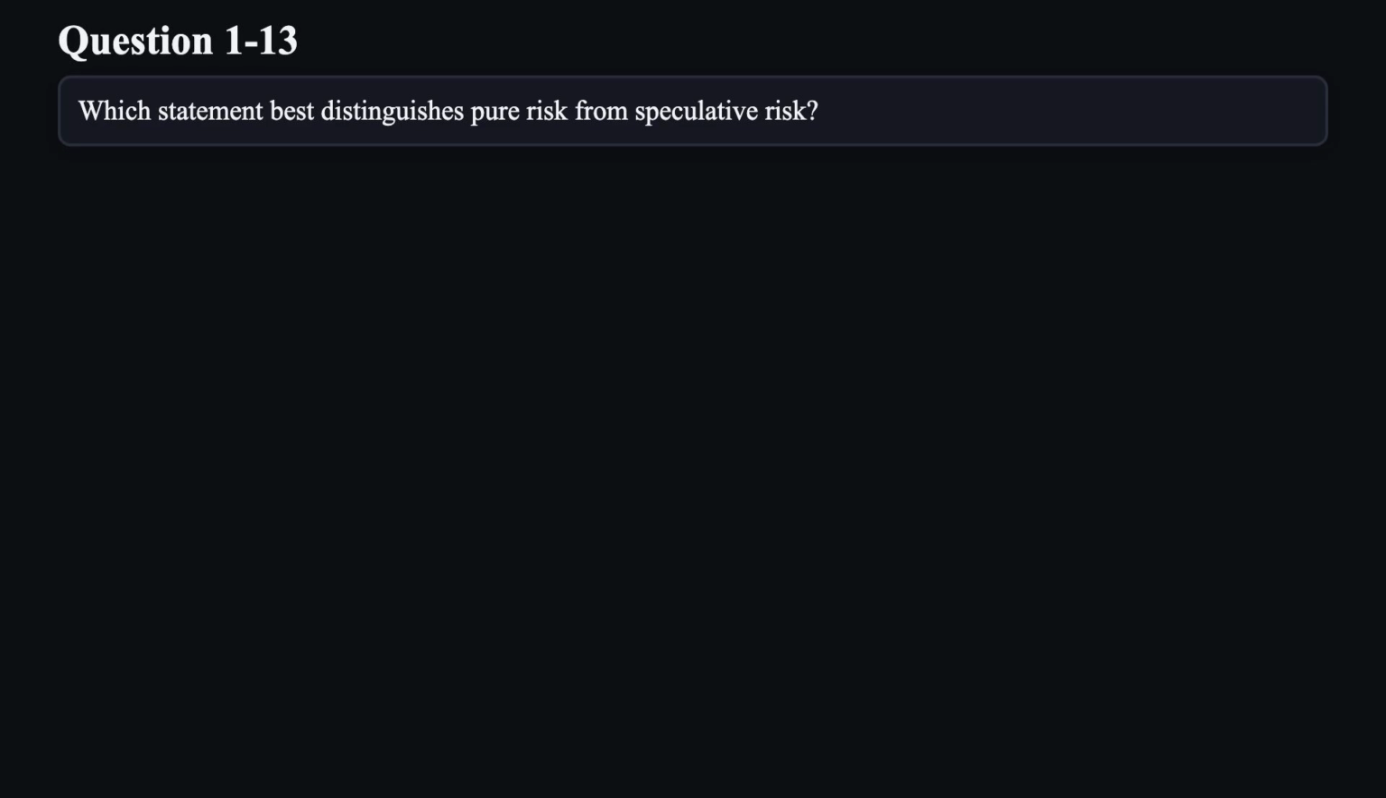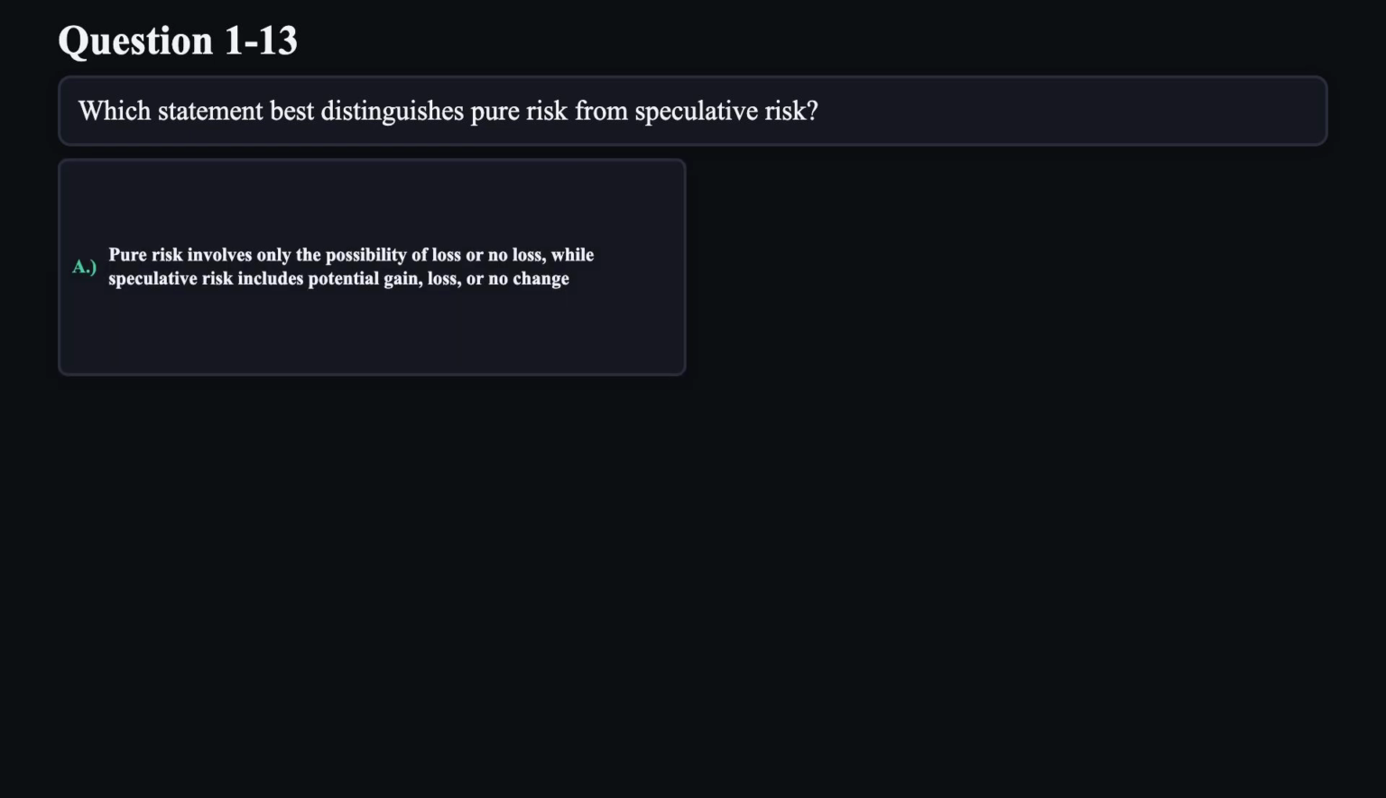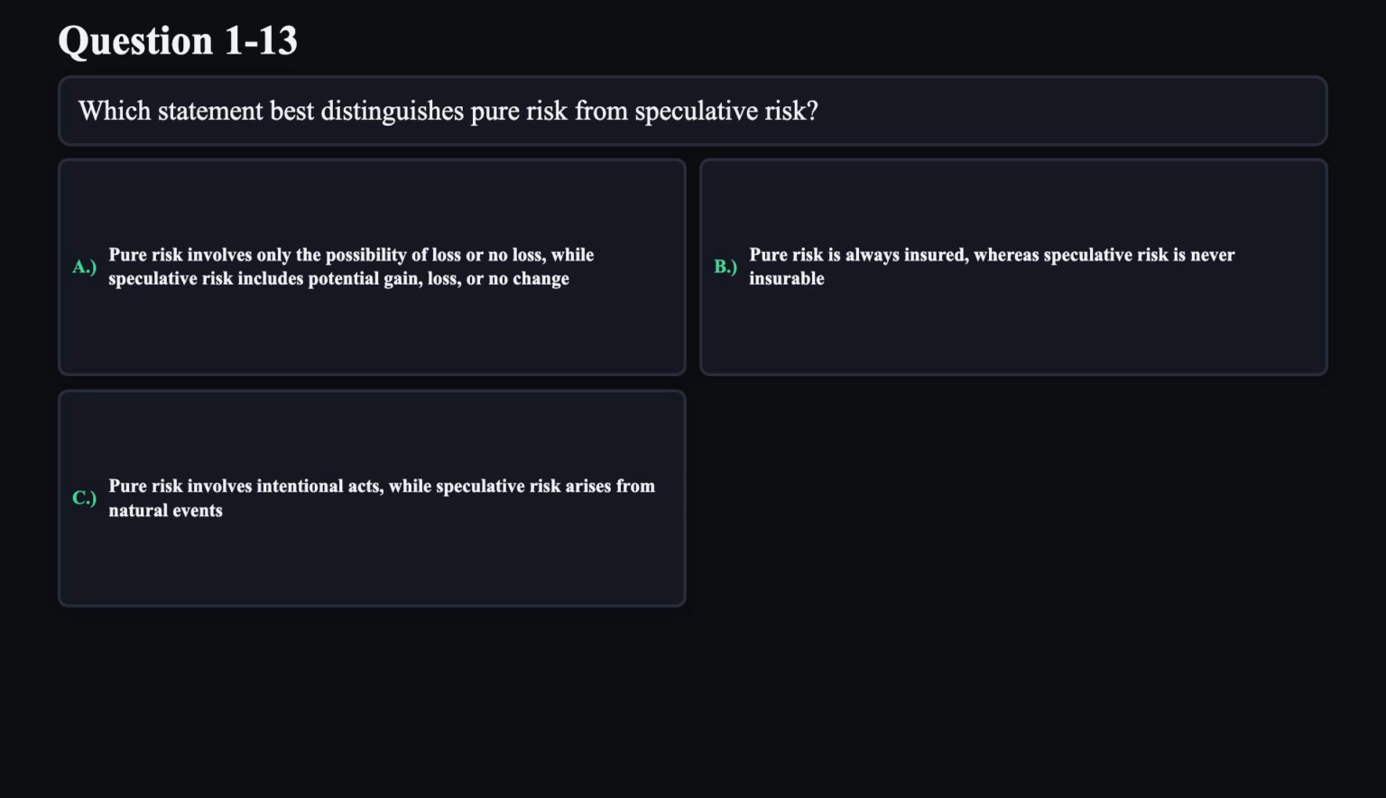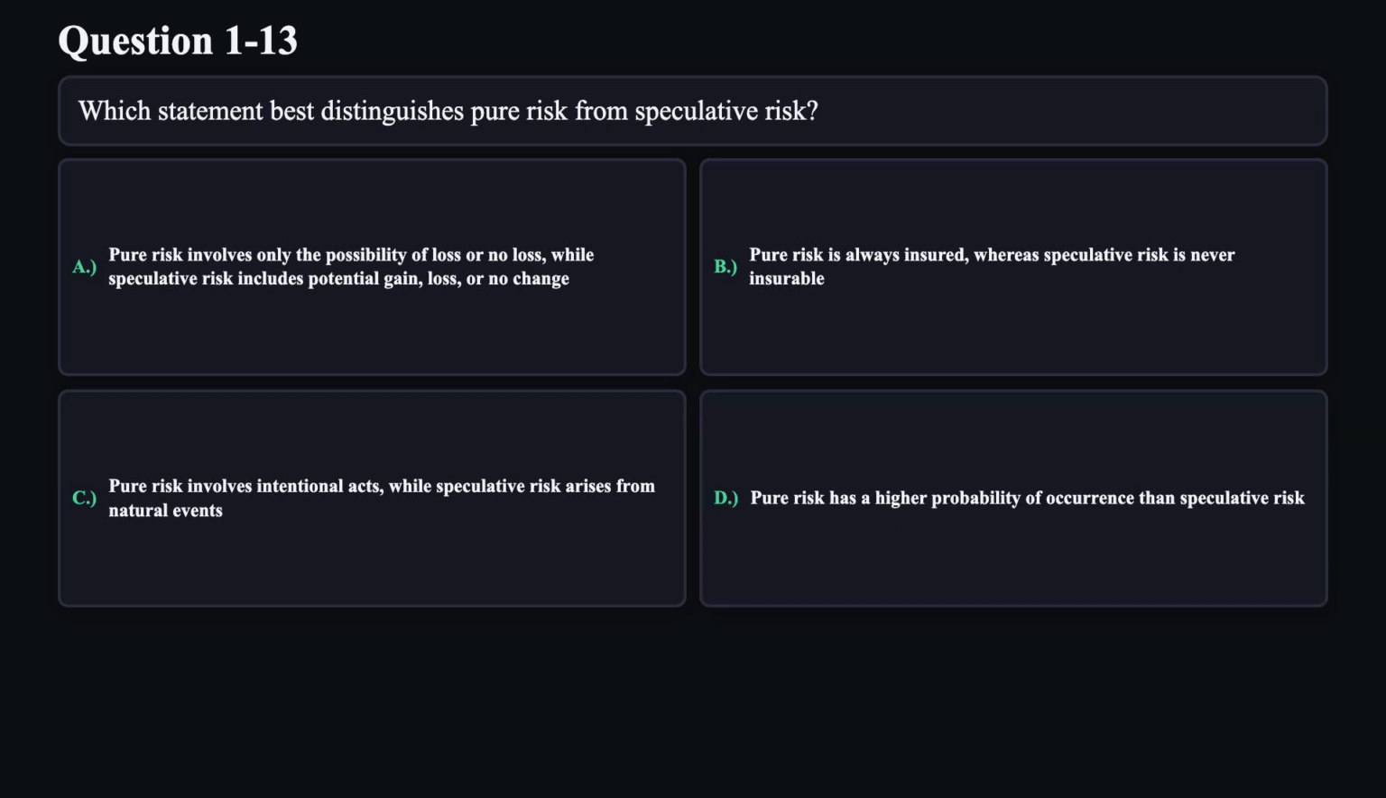Question 13. Which statement best distinguishes pure risk from speculative risk? A. Pure risk involves only the possibility of loss or no loss, while speculative risk includes potential gain, loss, or no change. B. Pure risk is always insured, whereas speculative risk is never insurable. C. Pure risk involves intentional acts, while speculative risk arises from natural events. D. Pure risk has a higher probability of occurrence than speculative risk.